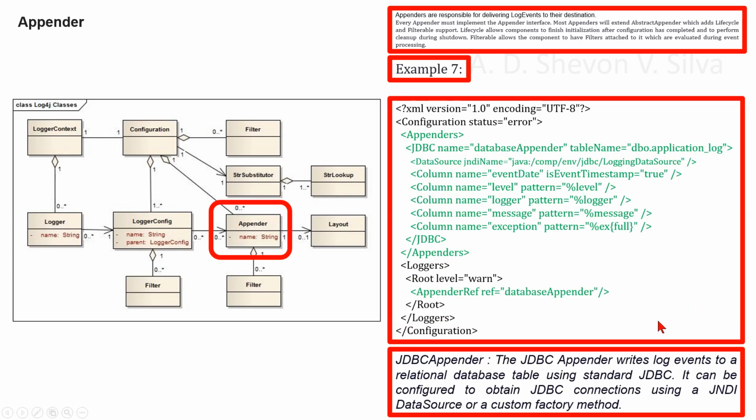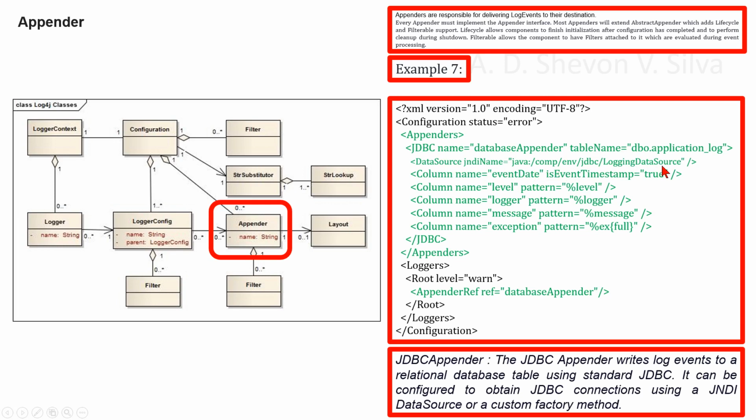As an example 7, we can consider the JDBC appender. The JDBC appender writes log events to a relational database table using the standard JDBC. It can be configured to obtain JDBC connections using a JNDI data source or a custom factory method.